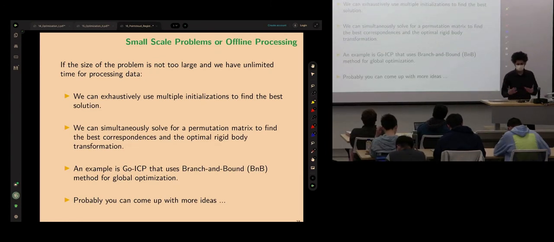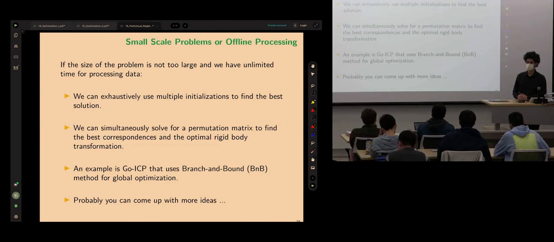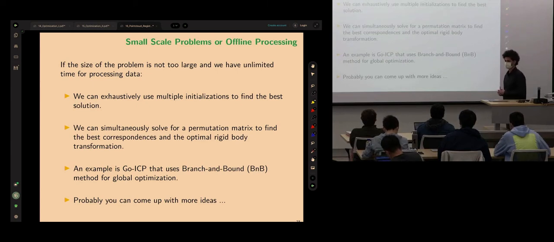So if the problem is a smaller scale and offline processing is possible, you can, of course, try many initial guesses, let the algorithm run for a long time, or you can formulate a problem to simultaneously solve for a permutation matrix that describes the association between two sets of points. Ultimately, it's a reordering of two sets of points so that they correspond to each other. So you can solve for an n by n permutation matrix, where N is the number of points, and the rigid body transformation.